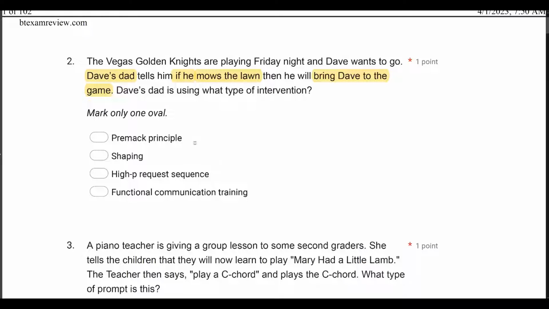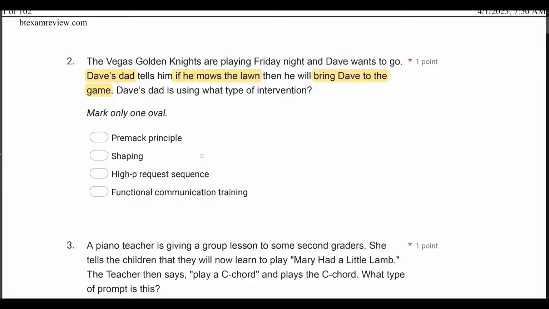A, Premack principle. Yes, this is grandma's law, right? If you eat your vegetables, you get ice cream. If you mow the lawn, you go to the game. Premack principle says if you engage in a lower preferred response, you can engage in a highly preferred activity as reinforcement, which is the case here. Dave's dad isn't shaping because there are no approximations of behavior. We're not building up to this. It's a simple contingency.